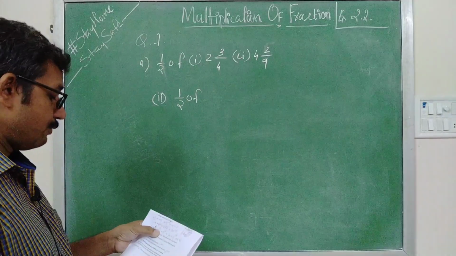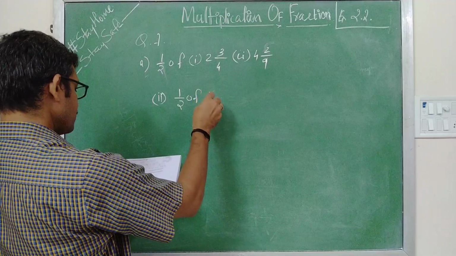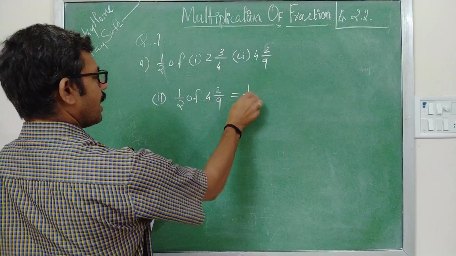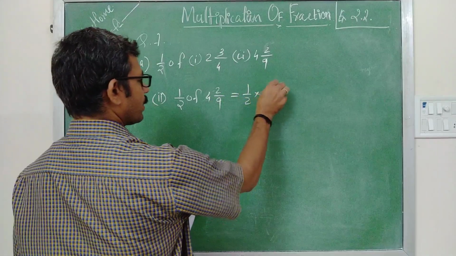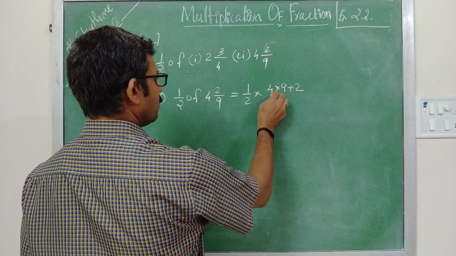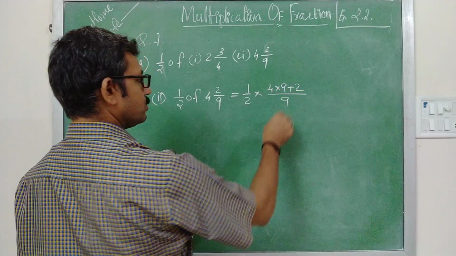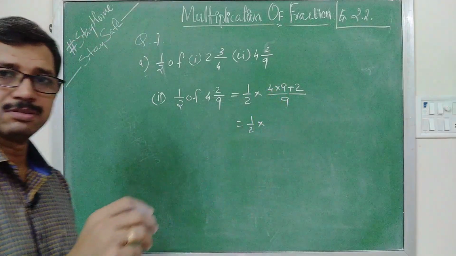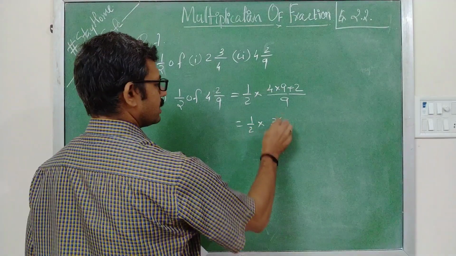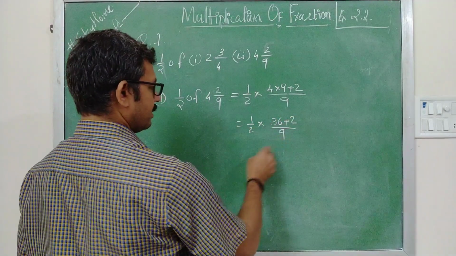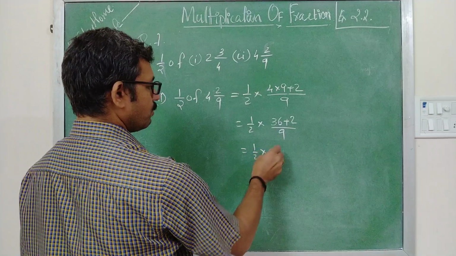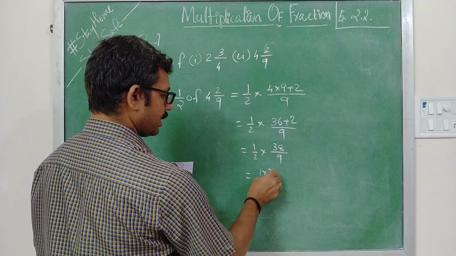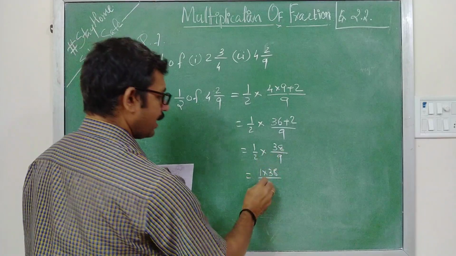Okay, here it is, half of 4 integer 2 upon 9. So the same thing, half into 4 into 9 plus 2 upon 9. Sure friends? So which is equal to half into, now 4 nines are 36, so 36 plus 2 upon 9. So we can write it as half into 38 upon 9. Again the same thing: 1 into 38, numerators multiplying, and 2 into 9.